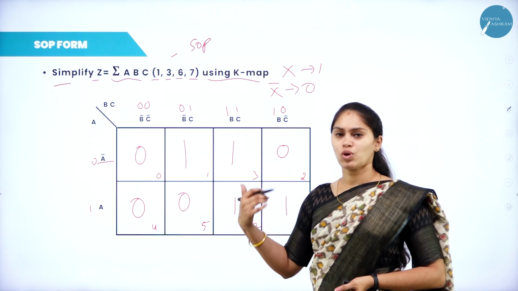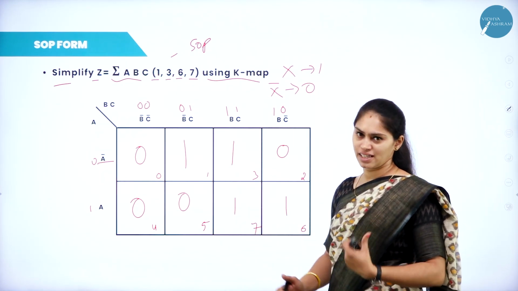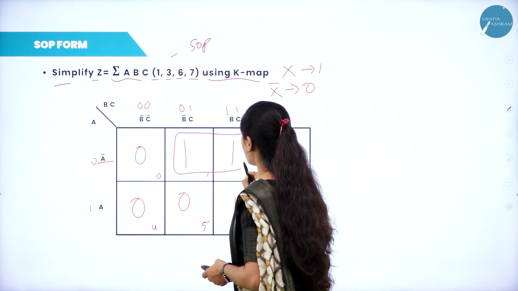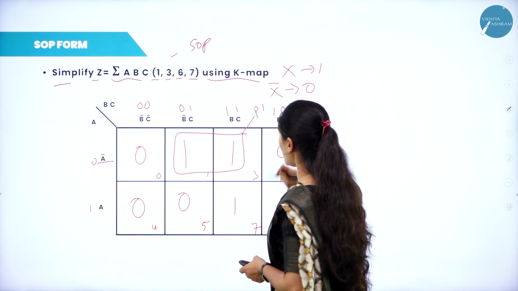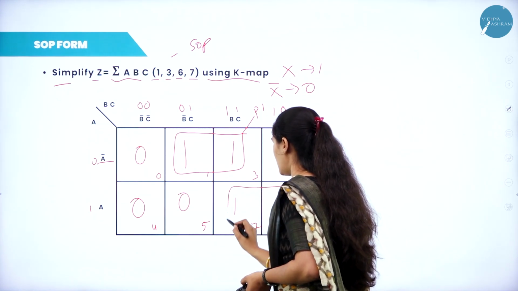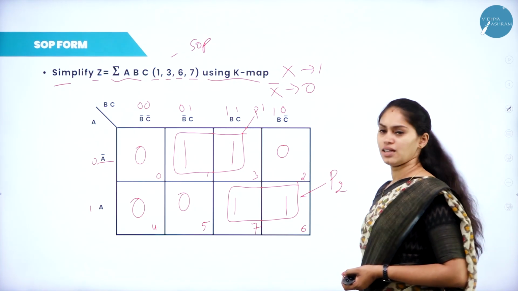Do I have any quad? No. Then do I have any pair here? Yes. So I can make a pair. So a pair of this 1. That is what will be considered as pair 1. Can I get one more pair here? Yes. This will be considered as one more pair. That is pair 2.